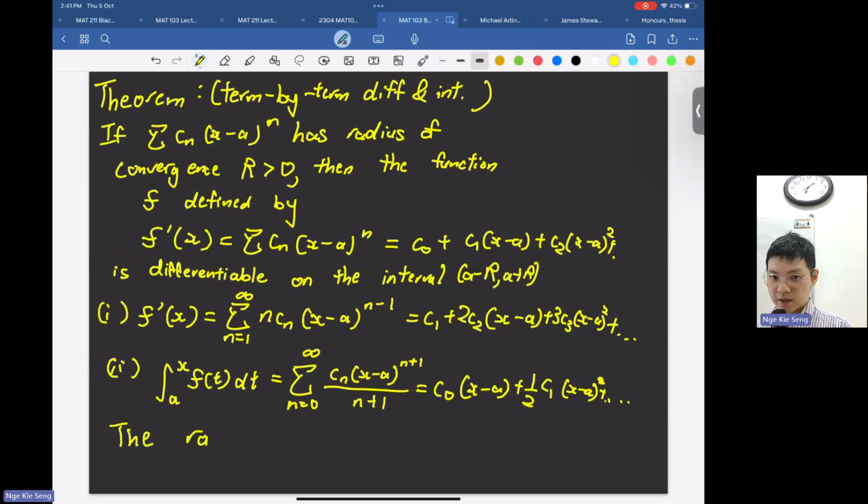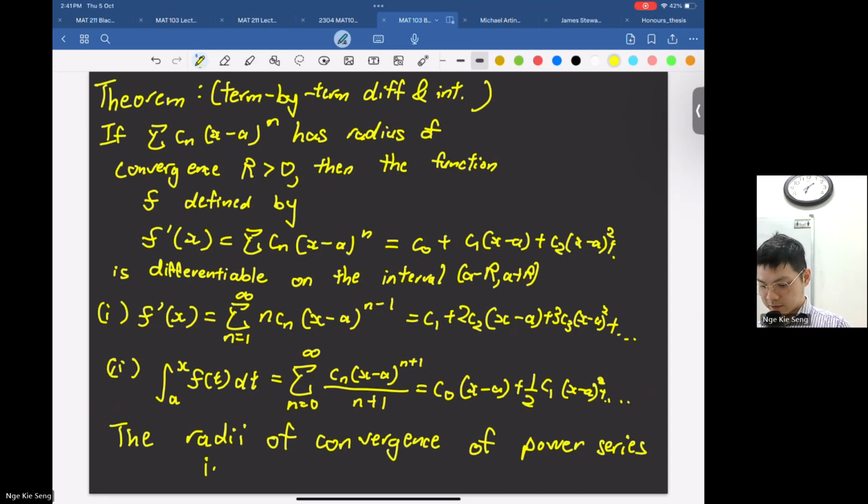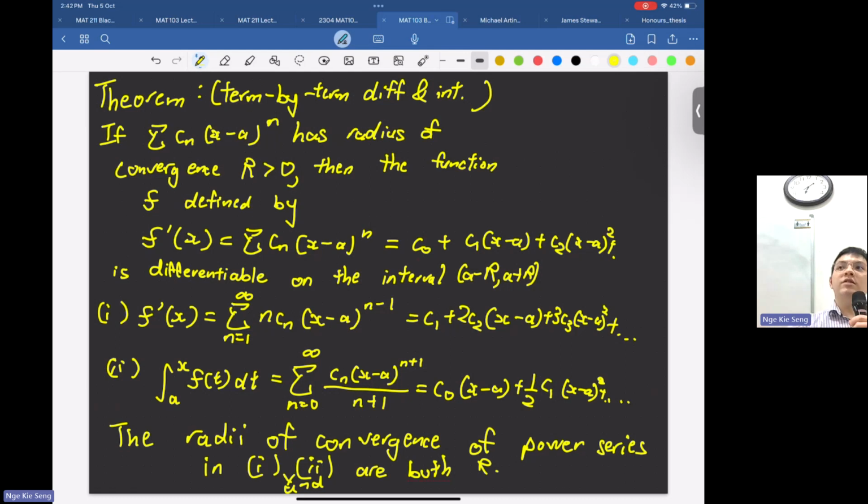The radius of convergence is still the same. It is inherited from the radius of convergence of the original power series. So you are safe. Within the radius of convergence, just differentiate every term, just integrate every term. I think in one of your assignments there is this kind of question, that's why you need to take note.